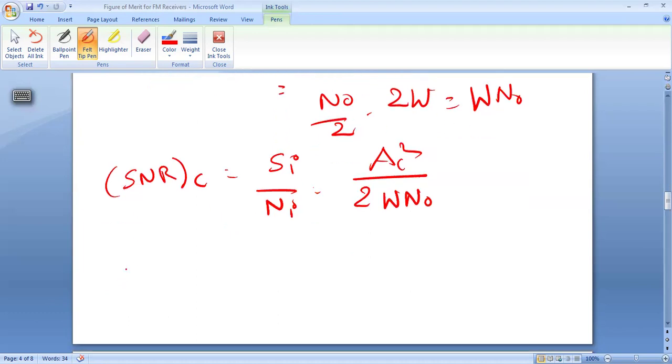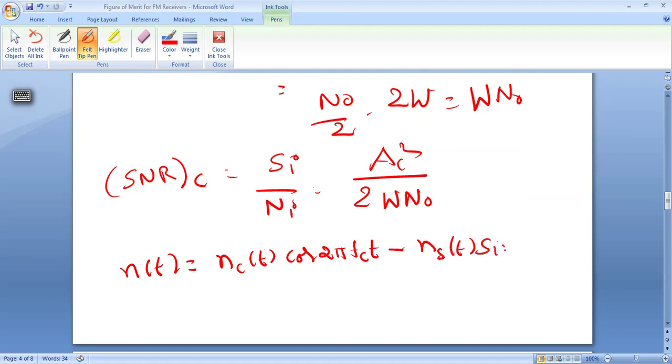Before we discuss this, let us first represent the noise component present at the output of the IF section. That is n(t) equals nc(t) cos 2 pi fct minus ns(t) sin 2 pi fct. This is the narrowband noise component consisting of in-phase noise nc(t) and quadrature phase noise ns(t).